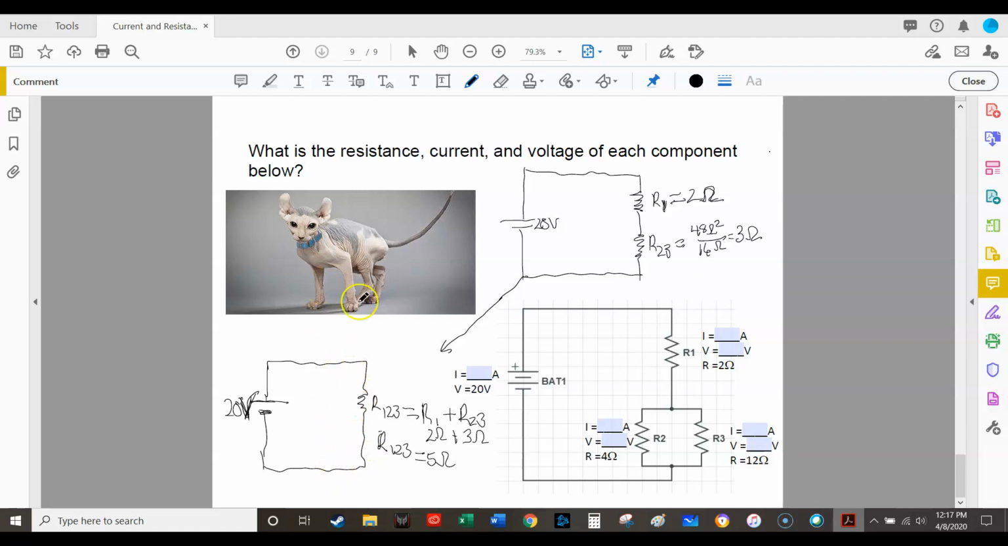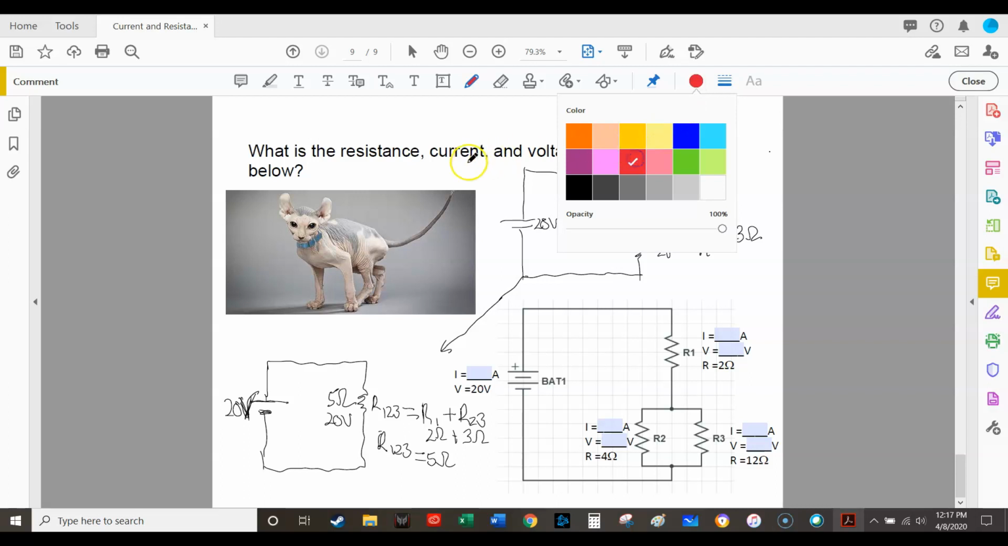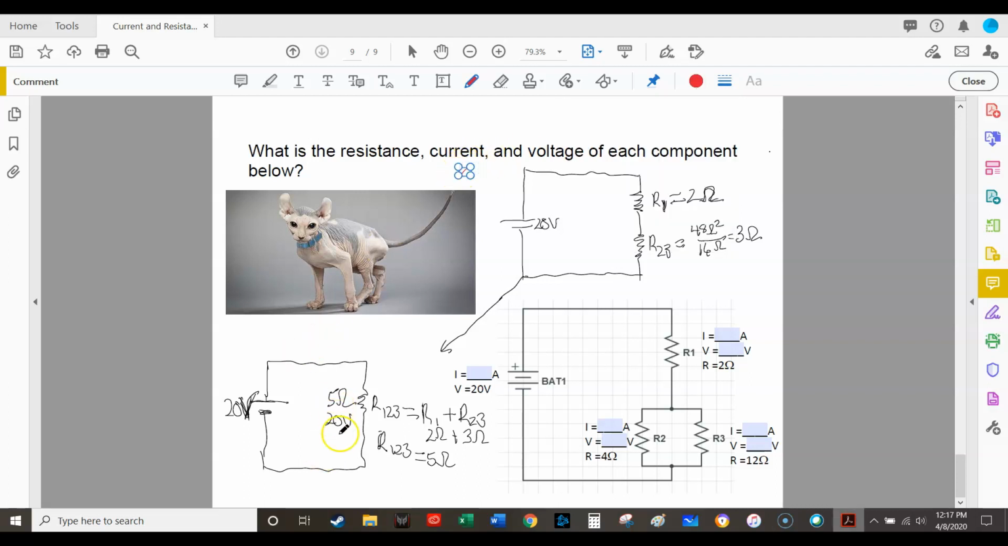Well, that means that this 5 ohm resistor is consuming all of that 20 volts, right? And what does that mean? Well, that means that 20 volts divided by 5 ohms has got to be 4 amps. Okay? So that's Ohm's law. So what that means is that 4 amps is leaving the battery.